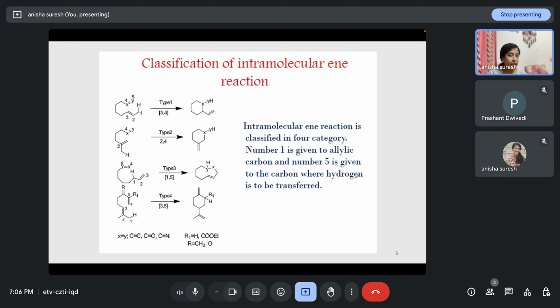Now coming to classification of this intramolecular ene reaction. Based on the difference in the tether, so this is the tethering group. Based on the difference in the tethering atoms, it can be classified into four different types. And numbering is given like this. The number 1 is given to the allylic carbon, that is this carbon, and the number 5 is given to the carbon where hydrogen is to be transferred. So this 5 is where this hydrogen will be transferred.